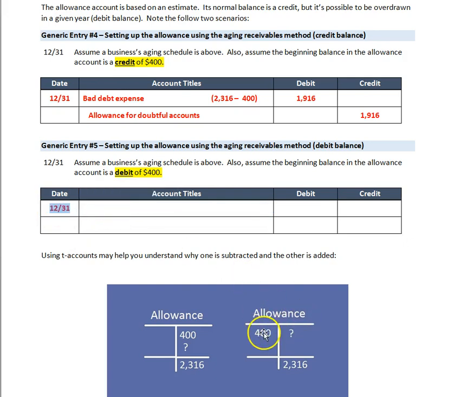Alright, so if this allowance account had a debit balance, this also means it was overdrawn during the period. Like, a credit balance is a positive balance, a debit balance is a negative balance in the allowance account. Its normal balance is a credit. So this represents the allowance account is overdrawn, or that we've used it too much. We've had more bad debts during the year than we estimated at year end.